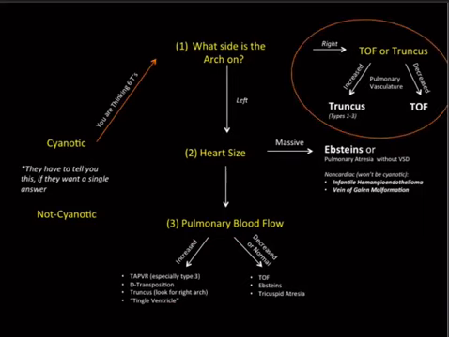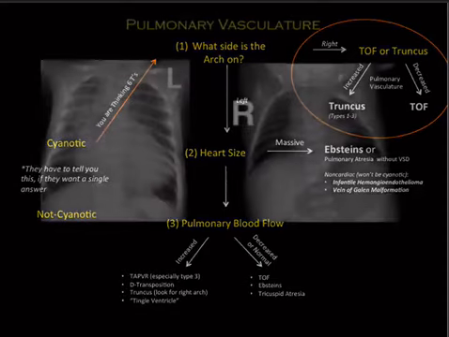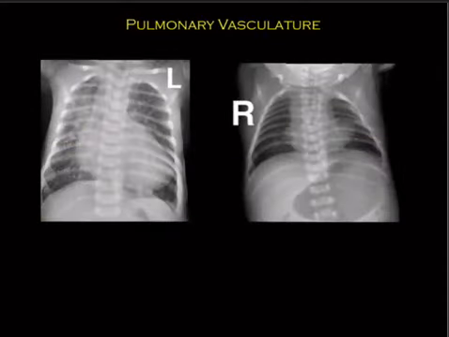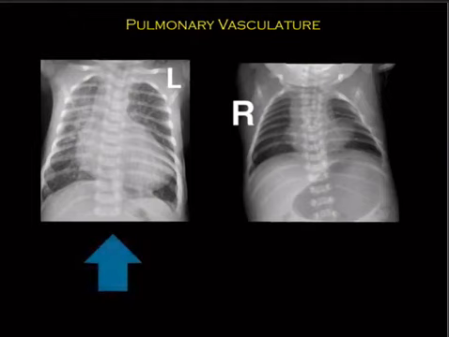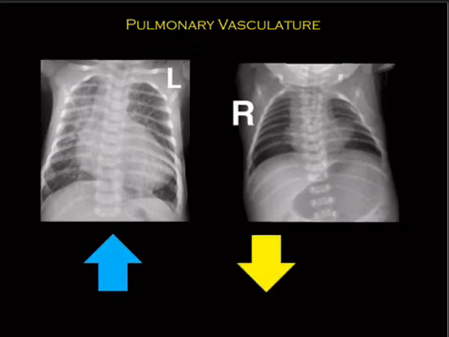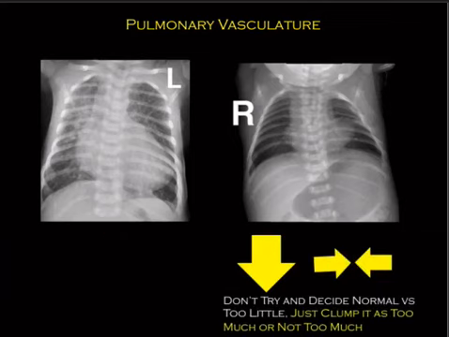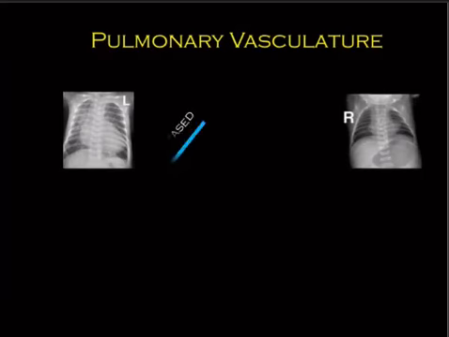So how do you tell the difference between pulmonary vasculature being too much, normal, or not enough? Especially not enough. That was always really hard for me. How do I tell if there's not enough? I will simplify it and tell you that you don't have to tell. Too much is obvious, right? It looks like pulmonary edema. Just clumped together, versus decreased and normal. It's either pulmonary edema or it's not pulmonary edema. It's much easier to do it that way.